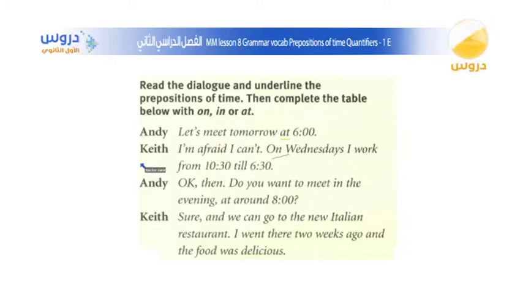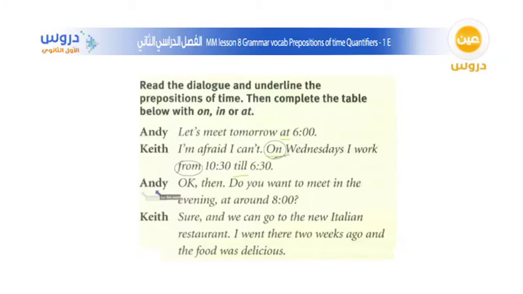Kit: That is it. I'm afraid I can't. On Wednesday, I work from 10:30 till 6:30. Yes, now underline the preposition of time. On. Yeah, that's correct. And what else? We have here also, if you notice, from, exactly, and till. Yes, that's right.